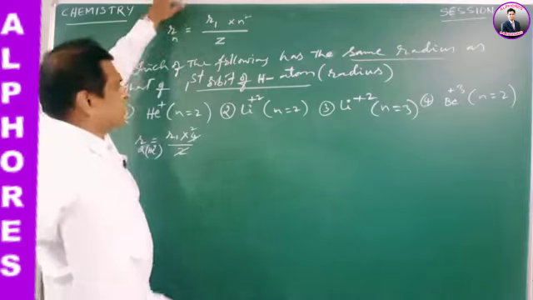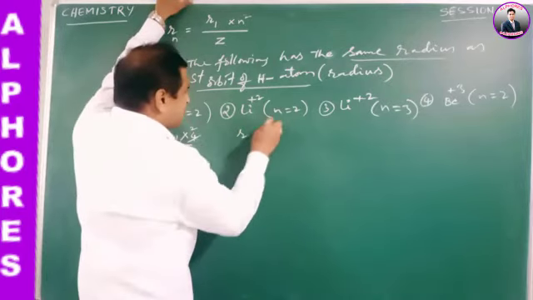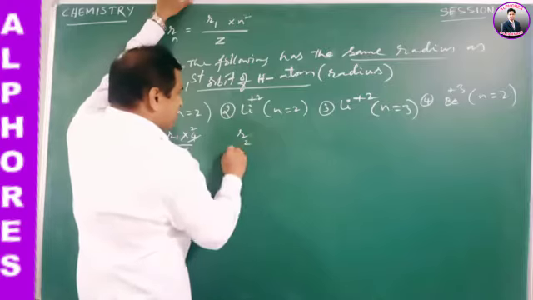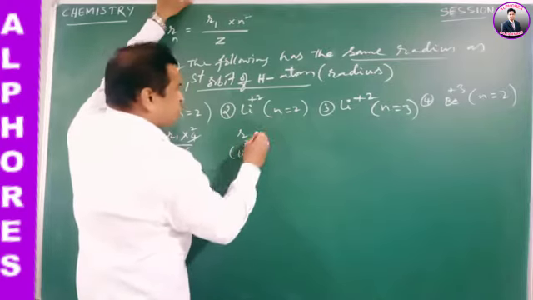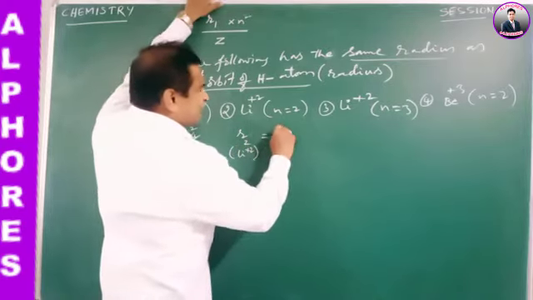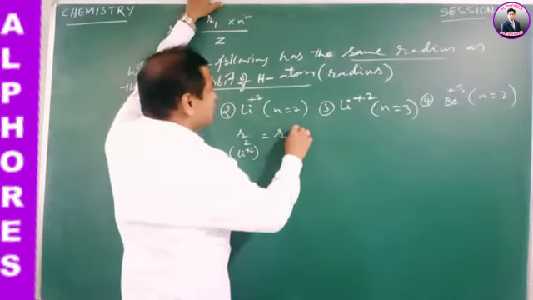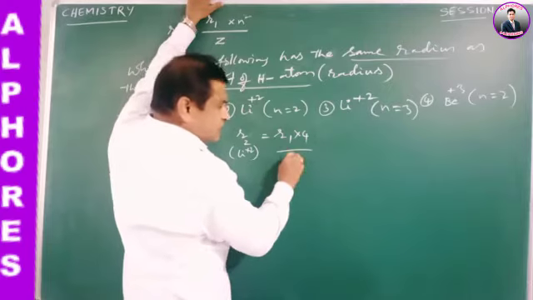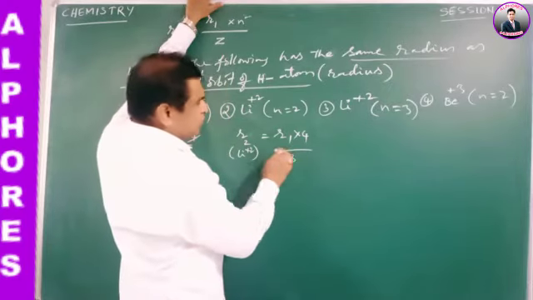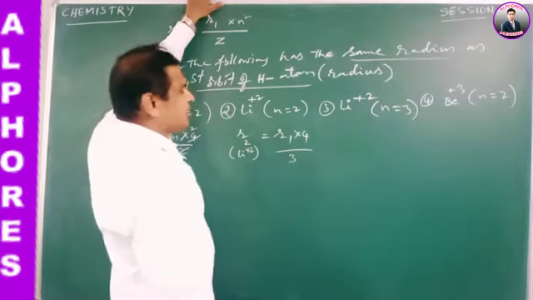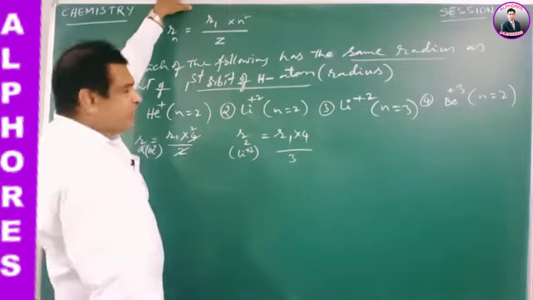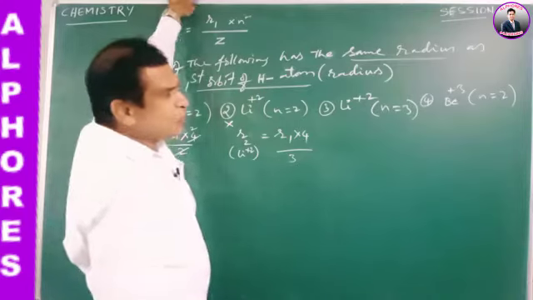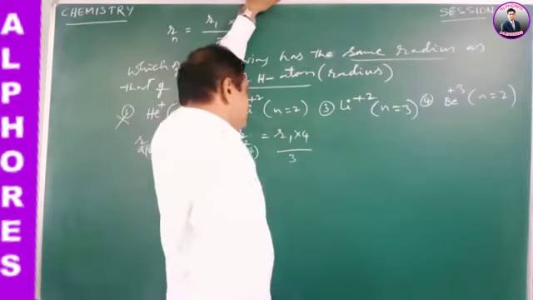Be careful. Now the radius of the second orbit of lithium 2 plus is equal to the radius of first orbit of hydrogen, into 2 square, that is 4, by lithium atomic number is 3. So it is not exactly r, okay. Therefore even the second option is also not correct. Now coming to the third option, okay.